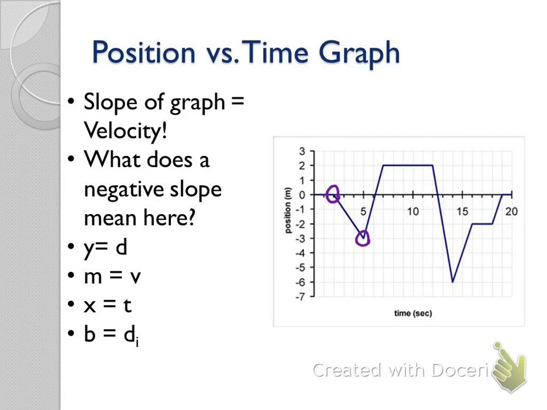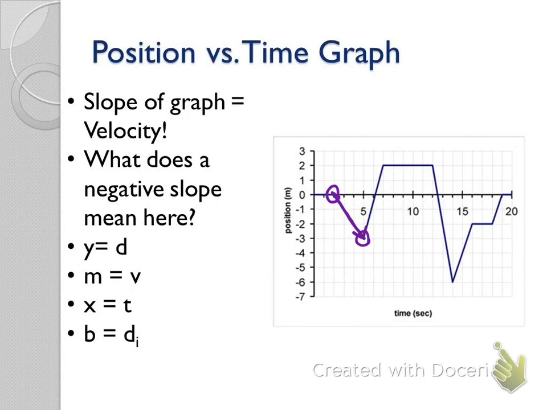What's that mean about my motion? Is it moving forward? Is it moving backwards? Is it stopped? What's it doing? It's moving backwards, not necessarily decelerating. Doesn't necessarily mean it's slowing down. It means it's moving backwards at constant velocity. Remember, straight lines here mean constant velocity.